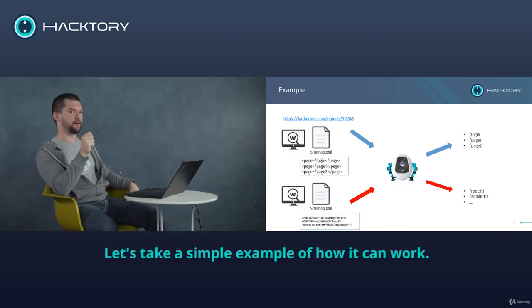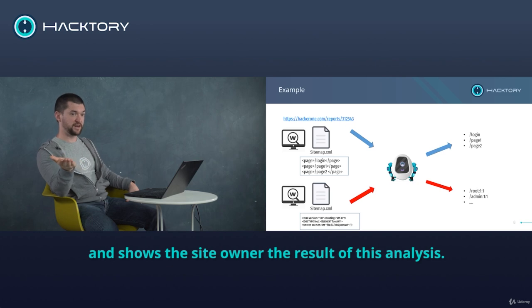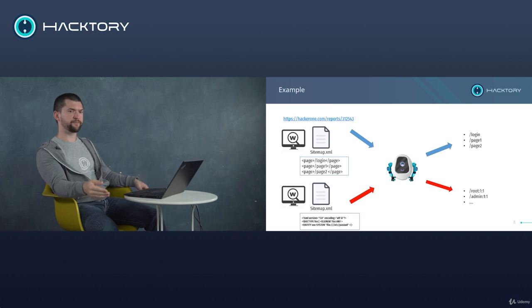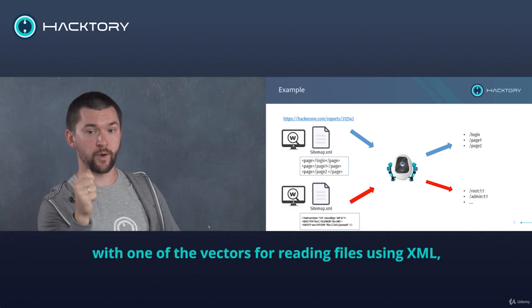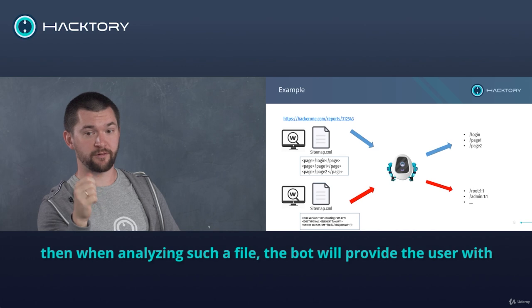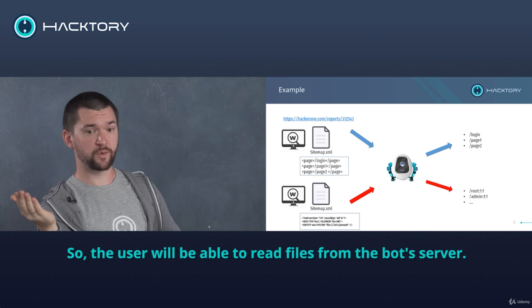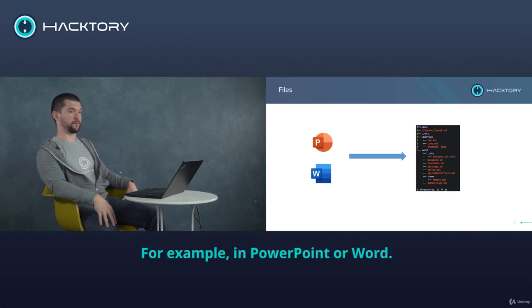Let's take a simple example of how it can work. We have some server that analyzes a sitemap XML through an automated bot and shows the site owner the result of this analysis. If the sitemap XML contains links to site resources, the user will see them formatted. However, if the user decided to replace the content of the sitemap XML with one of the vectors for reading files using XML, then, when analyzing such a file, the bot will provide the user with the content of the file from which the bot was launched. So the user will be able to read the files from the bot server. XML can also be found and used in many other document formats, for example in PowerPoint or Word.